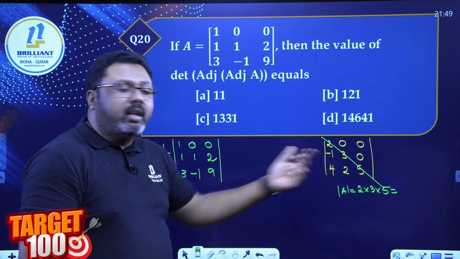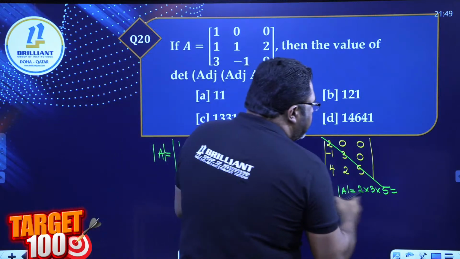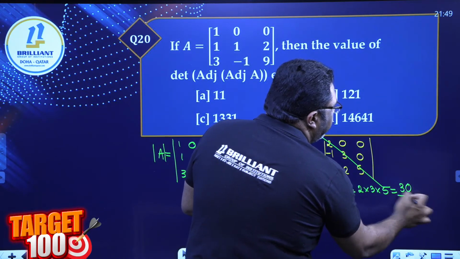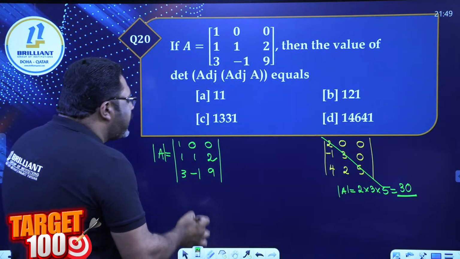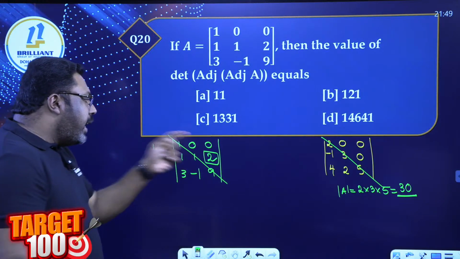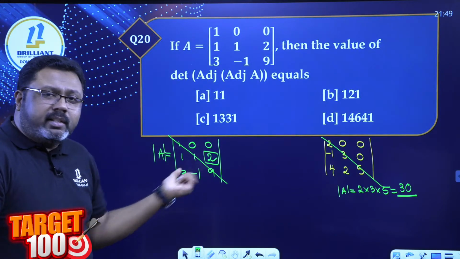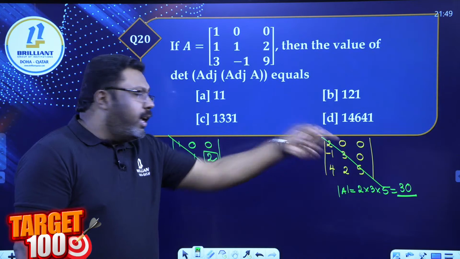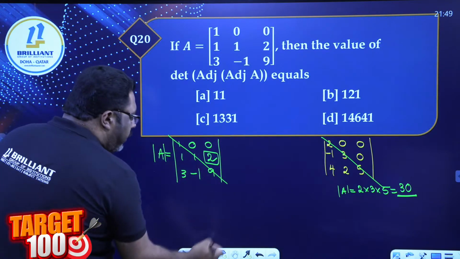Very simple. Don't waste your time to find the determinant. Simply multiply diagonal elements. 6 5s are 30. But this question is not possible because this element is not 0. If I draw a diagonal like this, that element is not 0. That's why in this question it's not possible, but in that case it's possible. Okay, so I'm talking about this question now.